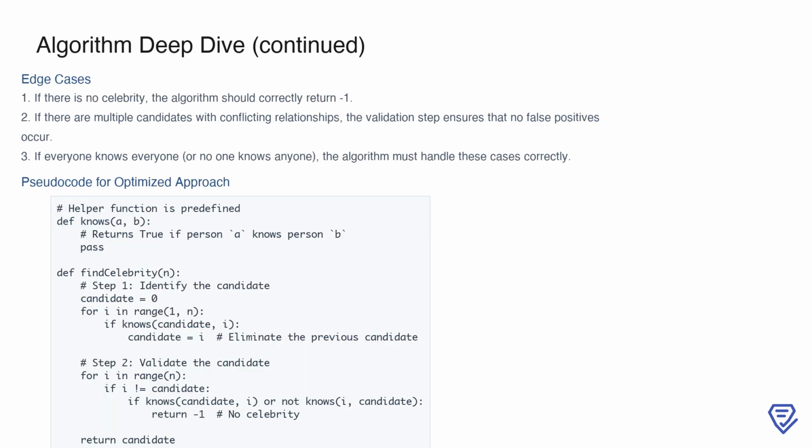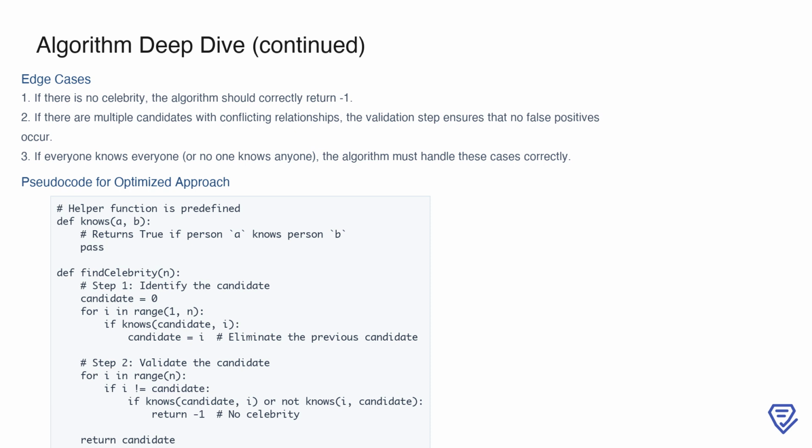To ensure the algorithm handles all scenarios, we must consider edge cases. For example, if there is no celebrity, the algorithm should correctly return -1. Similarly, if there are conflicting relationships where multiple people seem to qualify, the validation step ensures that no false positives occur. If everyone knows everyone, or no one knows anyone, the algorithm must handle these cases without errors.